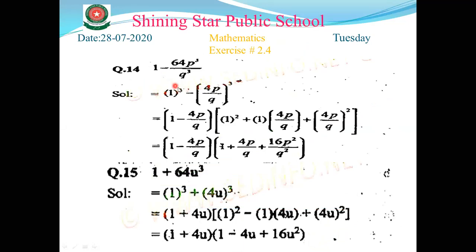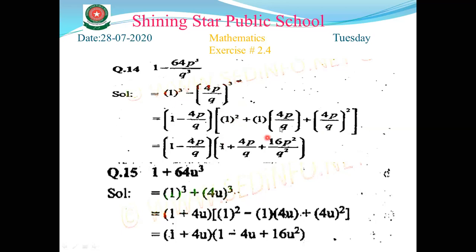Question number 14. 1 minus 64 p cube divided by q cube. Now 64 is the cube of 4, and p cube is the cube of p. Simple. So we write 1 cube minus (4p divided by q) whole cube. Now we know very well the formula of a cube minus b cube: a cube minus b cube is equal to (a minus b)(a square plus ab plus b square). Here a is 1, so a square plus ab is 1 multiplied by 4p over q, plus b square, which means (4p over q) whole square.